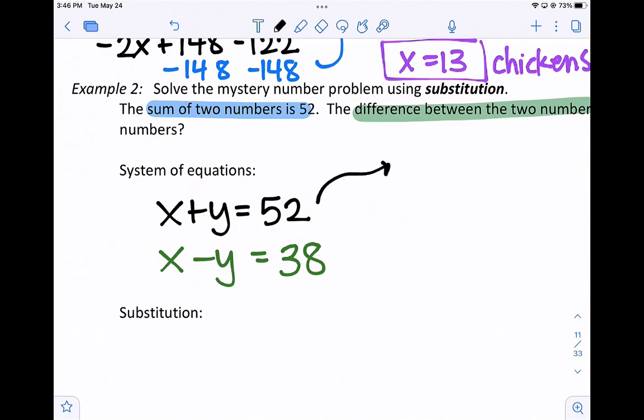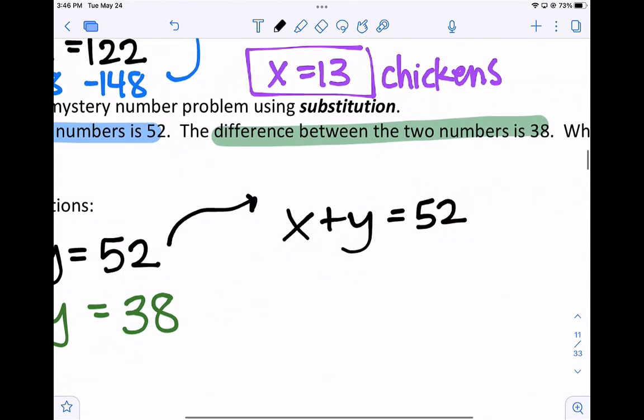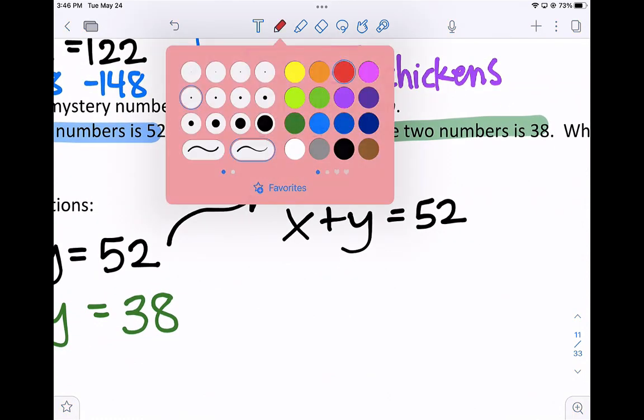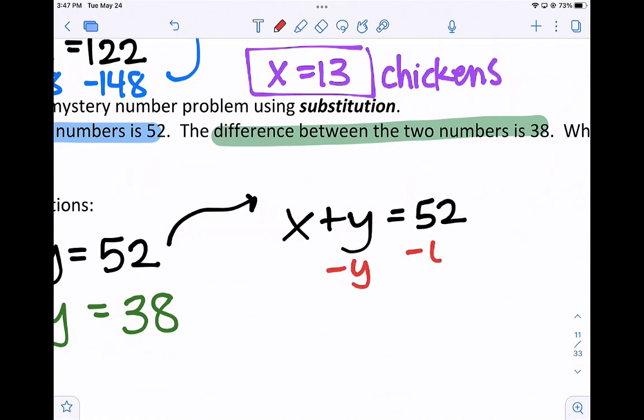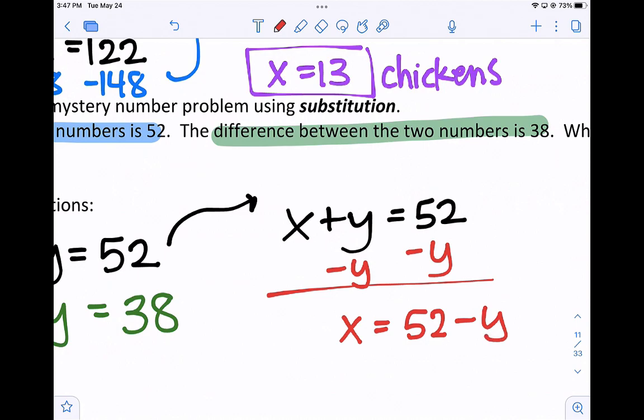You can solve for x or y. So you have x plus y equals 52. Since we solved for y last time, I'm going to solve for x. Doesn't matter which one you choose. So subtract y from each side, and we get x equals 52 minus y.